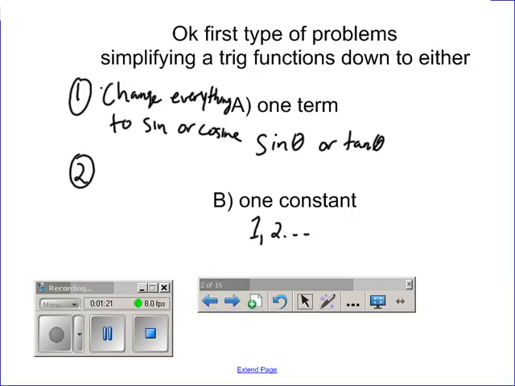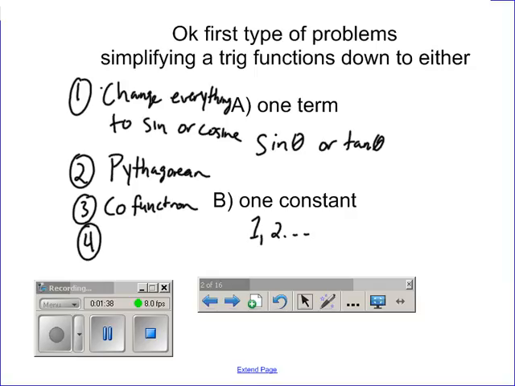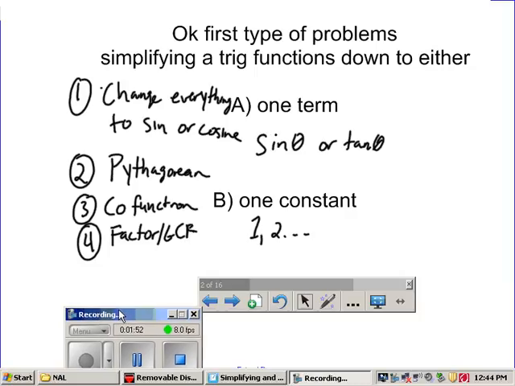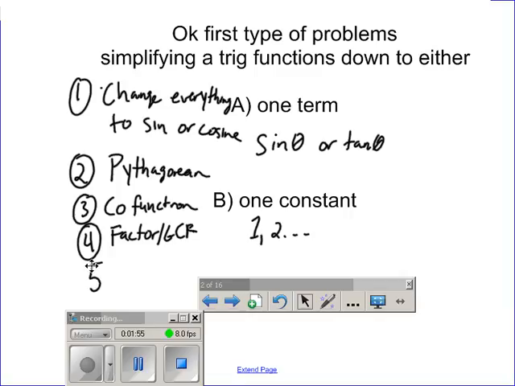The second one were those Pythagorean identities. We'll talk about those a little bit later. The third one were those cofunction identities, which in the next example we'll talk about. The fourth thing we did was either factor or GCF, and that really kind of doubles with the last one. It's just a special kind of factoring, which was those difference of 2 squares.